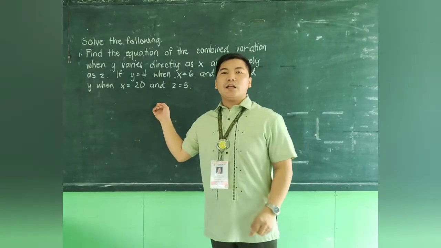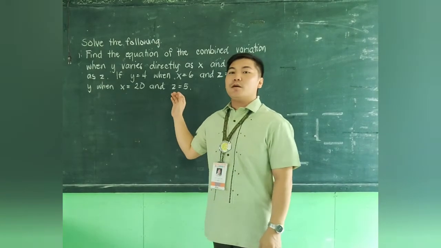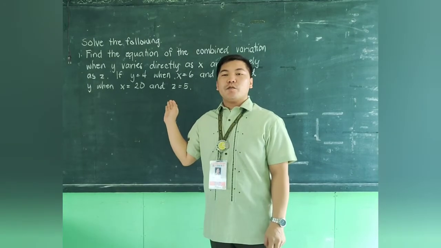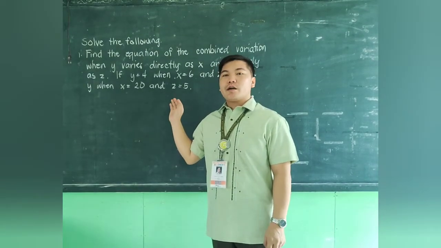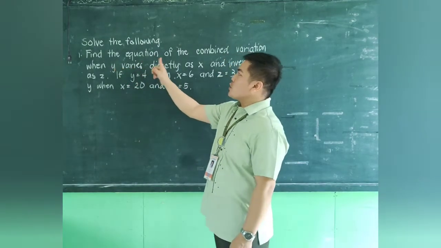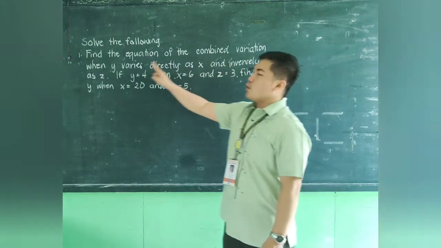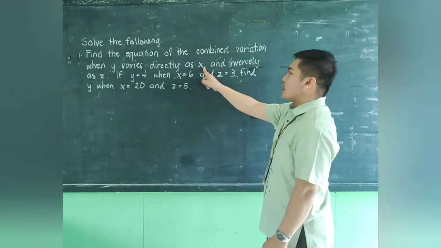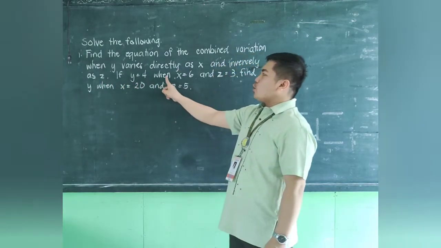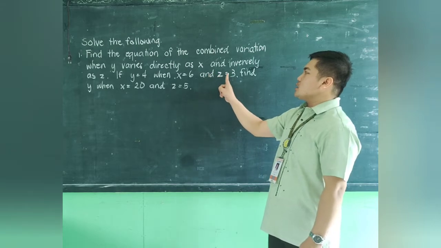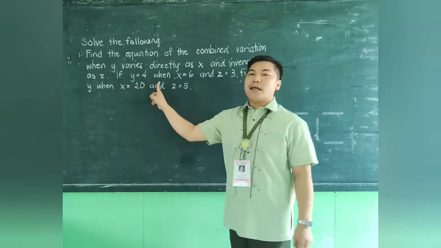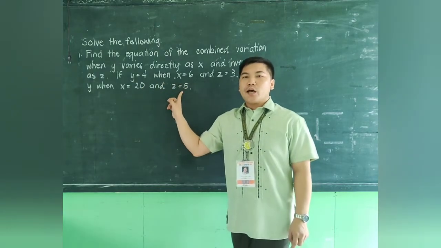Okay, so dito sa example natin ito, solve natin yung word problem. We have 3 steps. So, kaparehas no, ginamit natin doon sa previous types of variation, the direct, inverse, and joint. So, meron tayo, example number 1, find the equation of the combined variation when y varies directly as x and inversely as z. If y is equal to 4, when x is equal to 6, and z is equal to 3. Find y when x is equal to 20 and z is equal to 5. So, meron tayong tatlong steps.